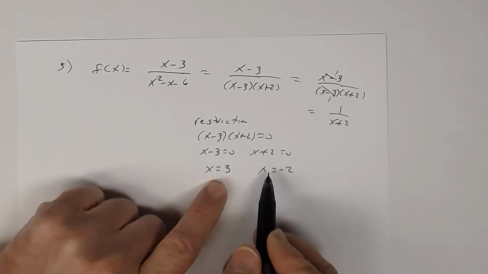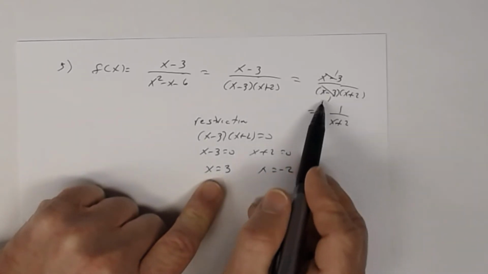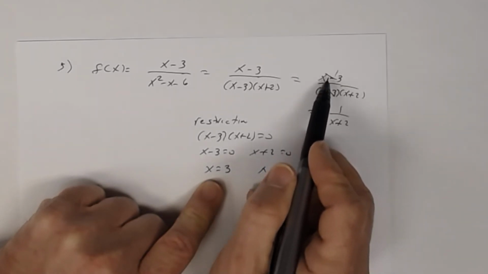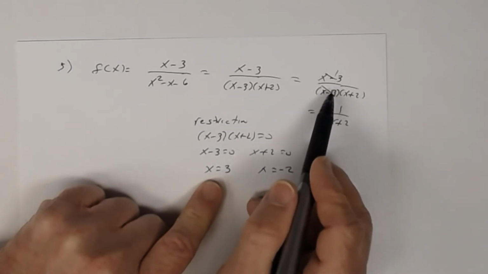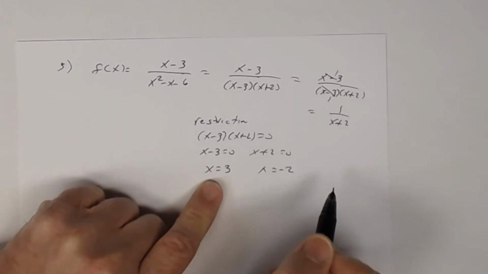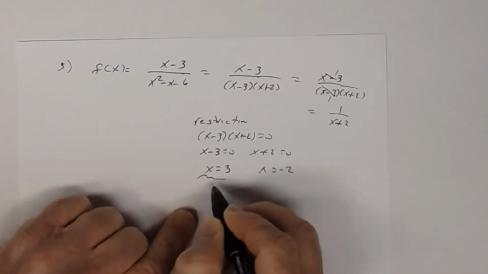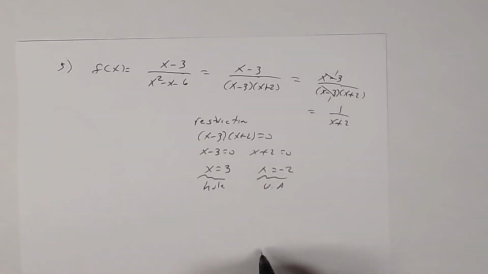But in terms of vertical asymptote, these restrictions are not all going to be vertical asymptotes, because you were able to reduce common factors. This common factor right here, x minus 3, is the one that's going to produce the hole, and this other one is going to be the vertical asymptote. So keep that in mind.